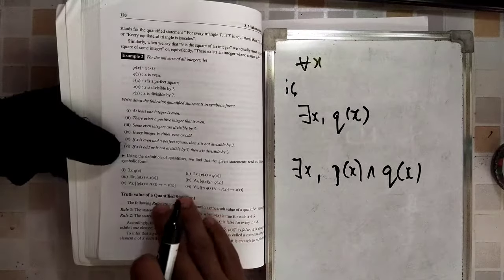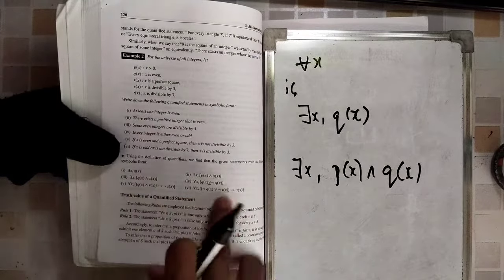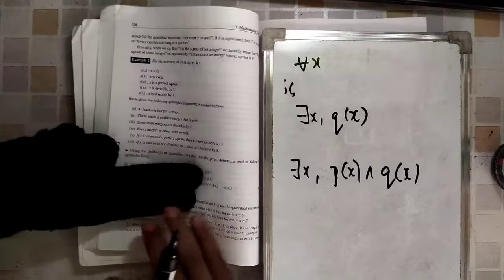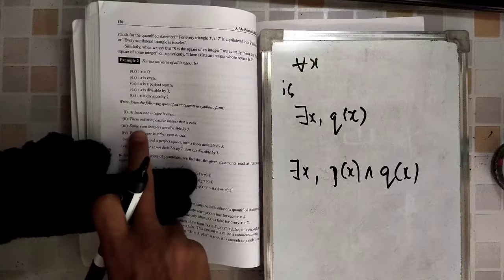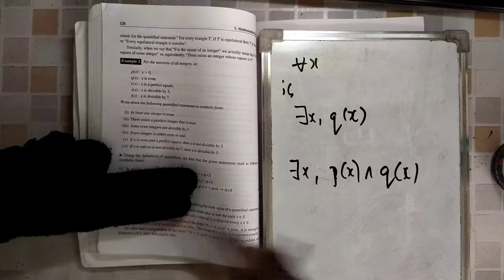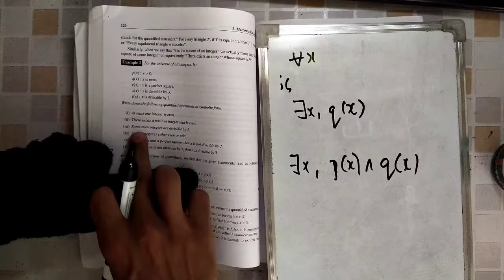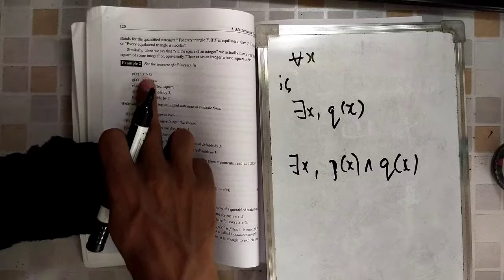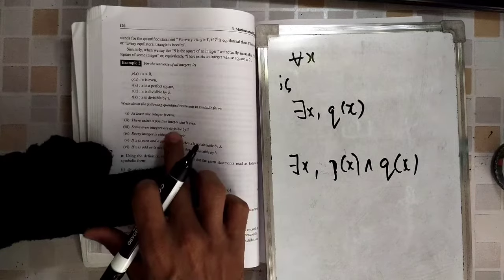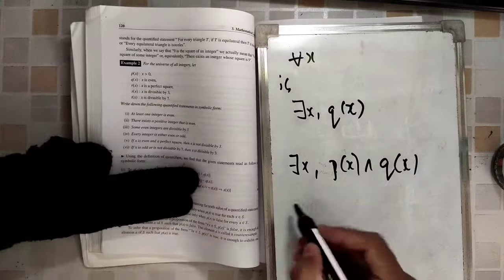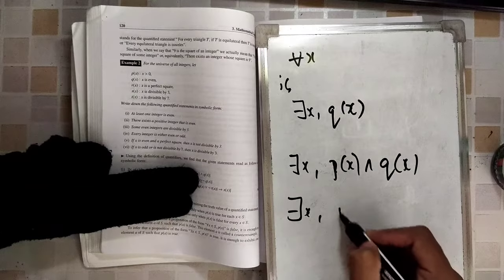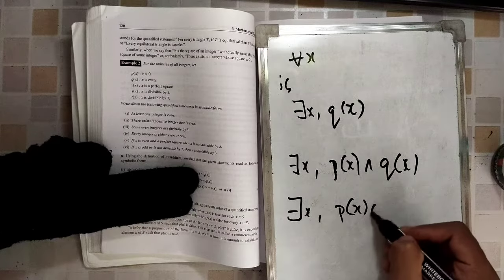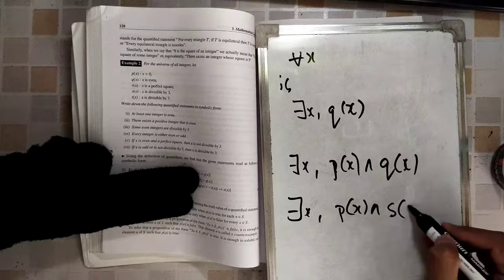Okay, simple. Don't think I am looking at the answer; I will just hide it like this. Then: some even integers are divisible by 3. Some is nothing but there exists. Even integers means q of x, and divisible by 3 means s of x. So there exists x such that q of x and s of x.